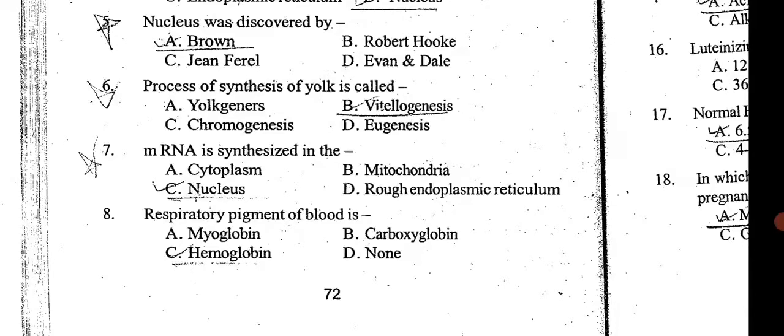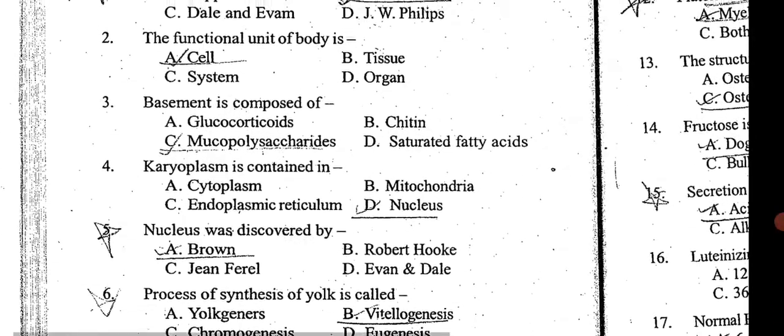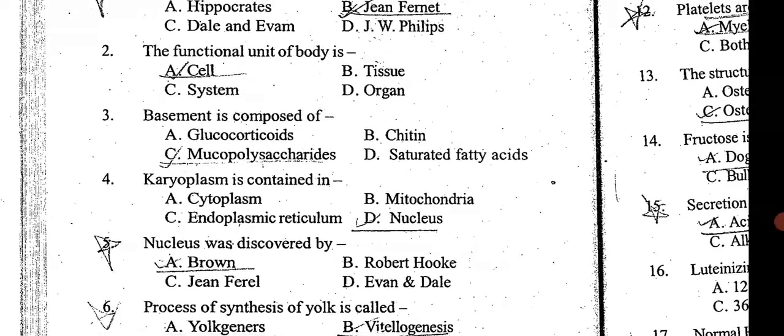The respiratory pigment of blood is hemoglobin. Hemoglobin is the respiratory pigment of blood, and messenger RNA is synthesized in the nucleus. Vitellogenesis is the process of synthesis of yolk, and the nucleus was discovered by Robert Brown. Karyoplasm is contained in the nucleus.